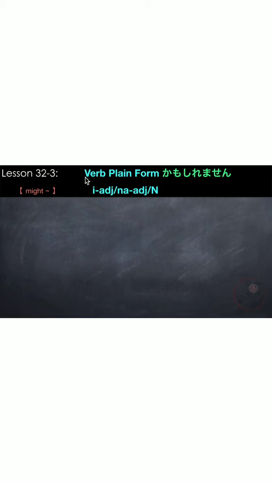So just like the previous ones, we use the plain form of the verb again and then attach かもしれません. Also for i adjectives, na adjectives and nouns, we use them as is and just attach かもしれません. So this basically translates to "something might."